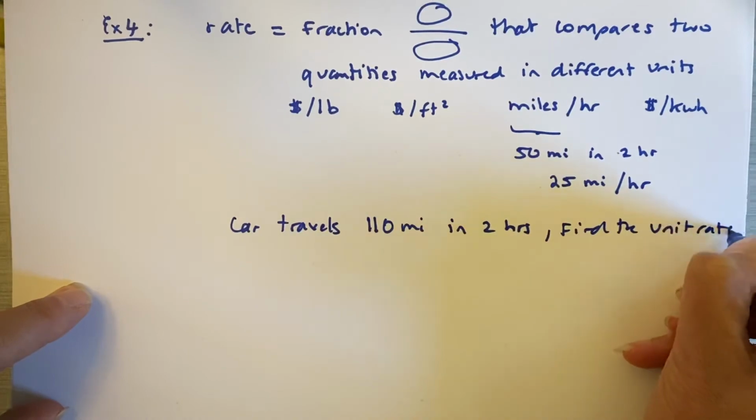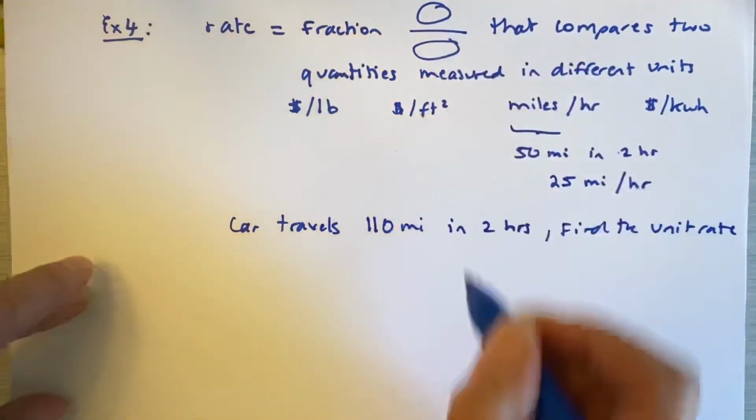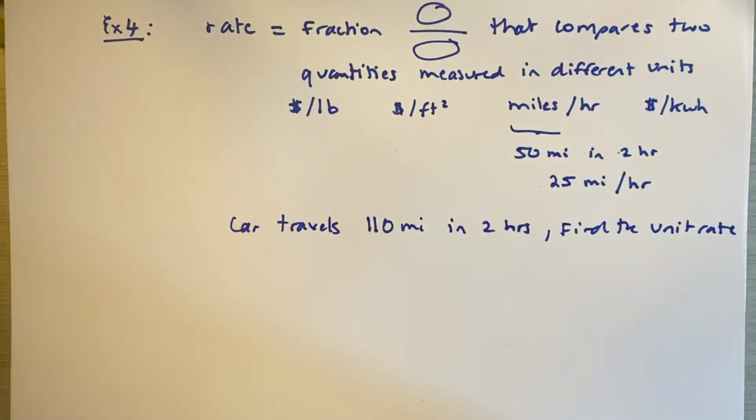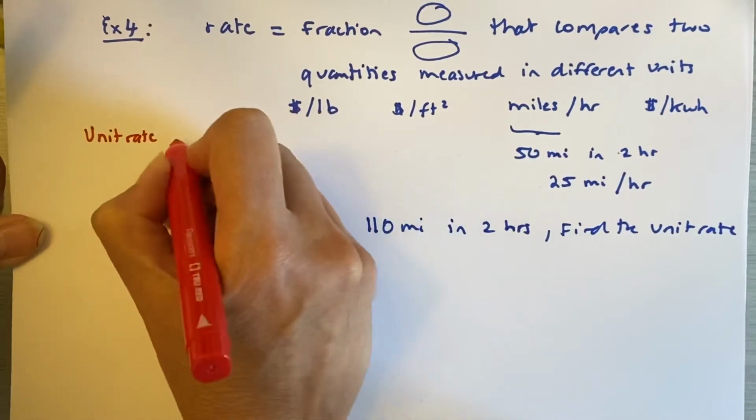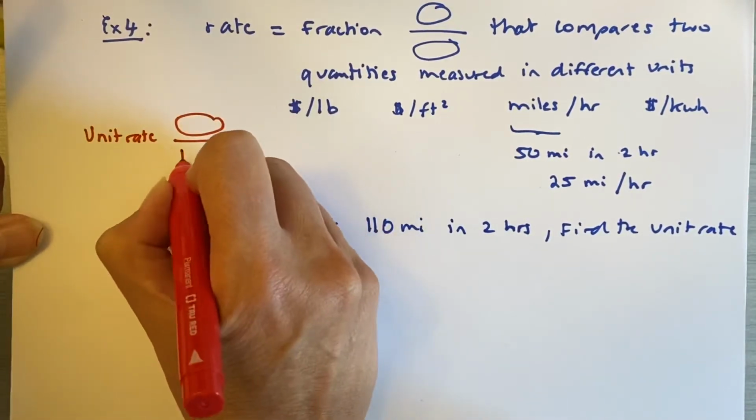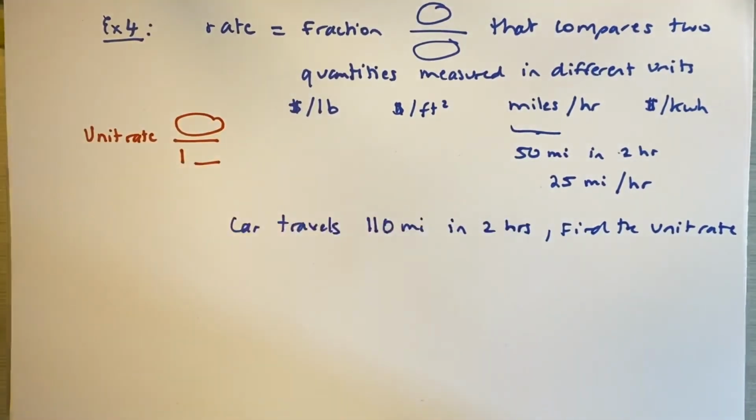In other words, the rate where there's the number 1 on the bottom. A unit rate is something per 1 of whatever the unit is on the bottom.